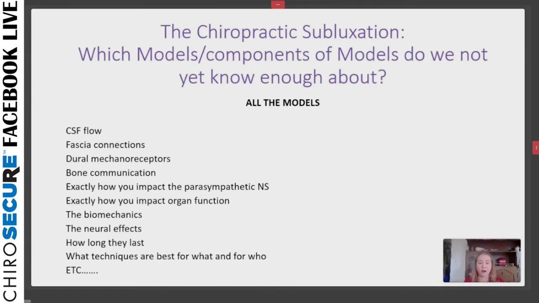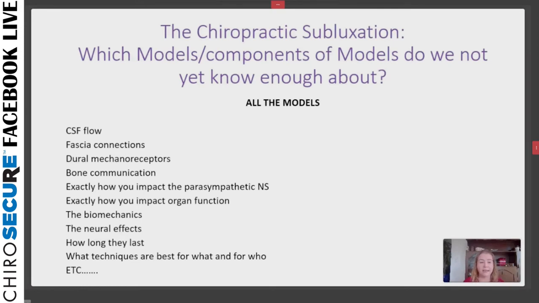The better your brain is aware of what's going on in your body, including your organs, all the better it's going to function too. It's just that we haven't yet studied that very well, and we still need to do that. But it's probably a via the brain effect. There's still a lot more research that can be done about the biomechanical effects. The neural effects we still need to look into. How long do these changes last? There's so much we don't know about that.